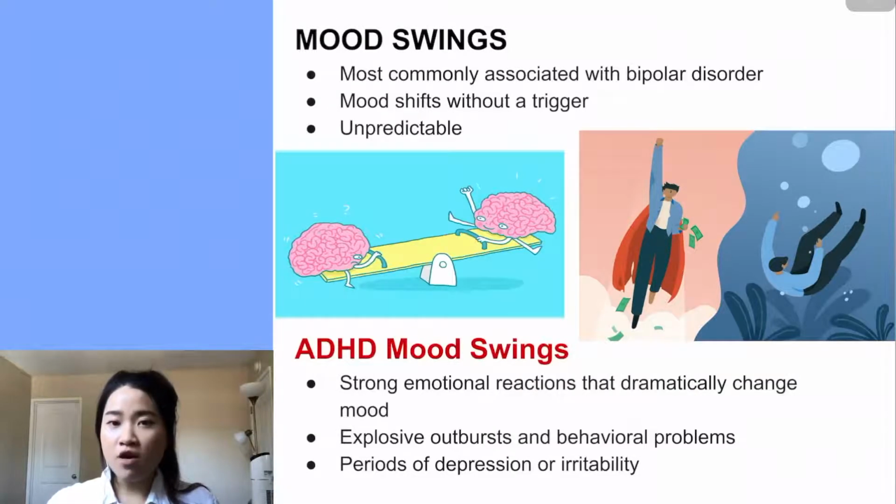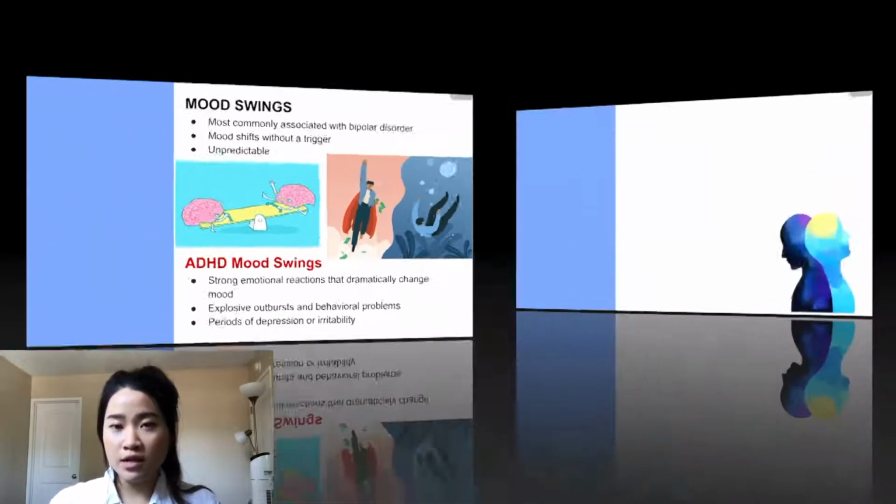They have strong emotional reactions that can change their mood dramatically. Bipolar individuals, on the other hand, typically shift moods without a trigger, and thus tend to be unpredictable. When experiencing mood swings, your child with ADHD might show explosive outbursts and severe behavioral problems, followed by or alternating with periods of depression or irritability.